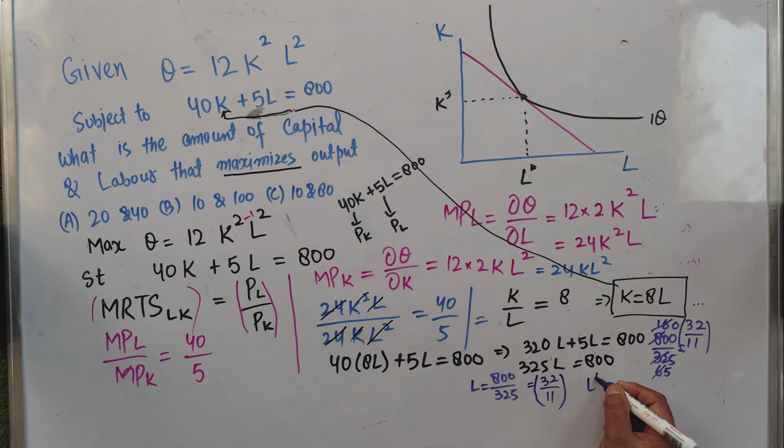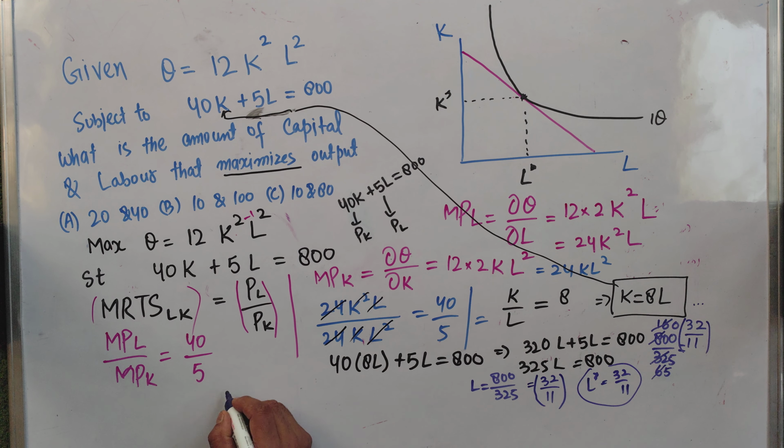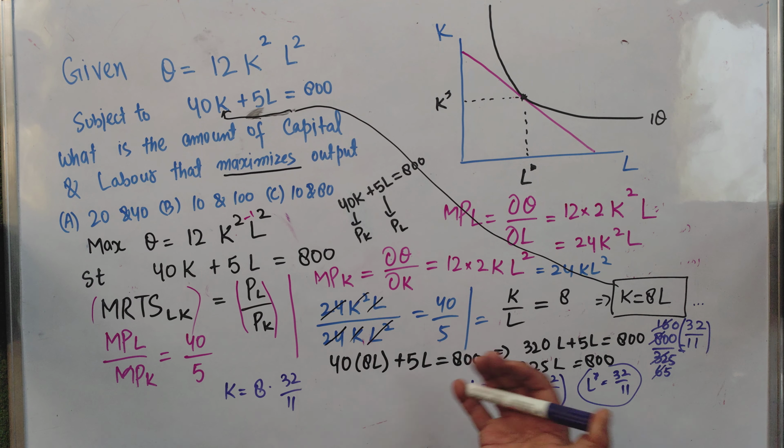So this is the units of capital that should be employed. That is equal to 32 upon 11. To find out the units of capital employed, we plug the value of L into this equation. So K will be equal to 8 times 32 upon 11. So okay, why I'm confused is because no option is matching here. It means either the options are incorrect, or I have miscalculated the condition here.